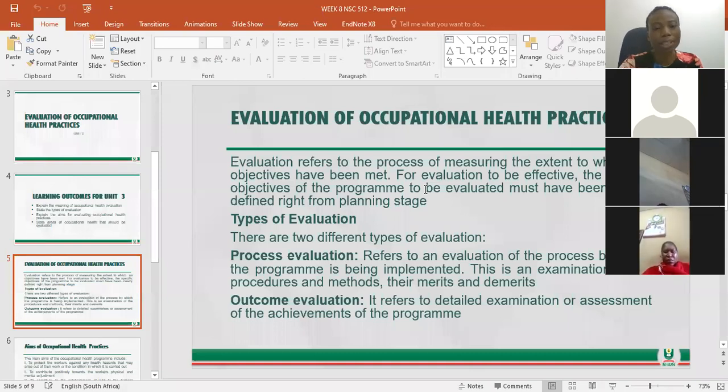For instance, when you employ an employee, you want to give them training and you want to set an objective that at the end of a certain period, they should be competent in these skills. So at the end of that specific time, you need to evaluate: is this set of employees competent in this area of job that you have trained them for?